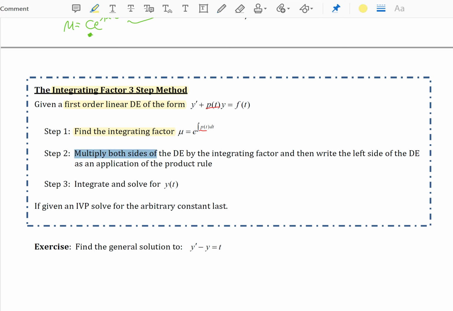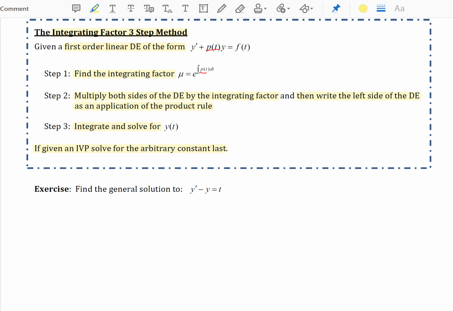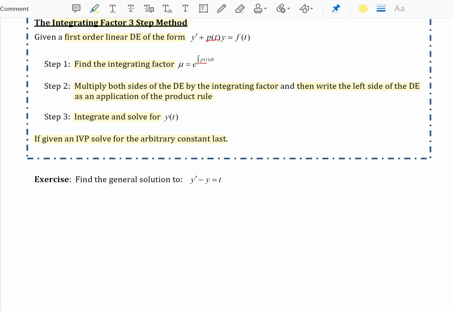We will then multiply both sides of the DE by the integrating factor, then write the left side of the DE as an application of the product rule. We'll then integrate and solve for y. If we're given an IVP, we will then solve for the arbitrary constant for our initial condition last. Okay, let's look at an example.